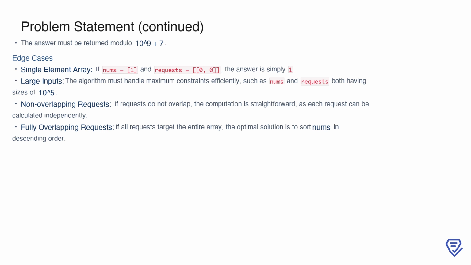You should also account for different request patterns. If the requests do not overlap, each can be handled independently. However, if all requests overlap completely, the optimal solution is to sort nums in descending order. These considerations will guide you in designing a solution that is both correct and efficient.